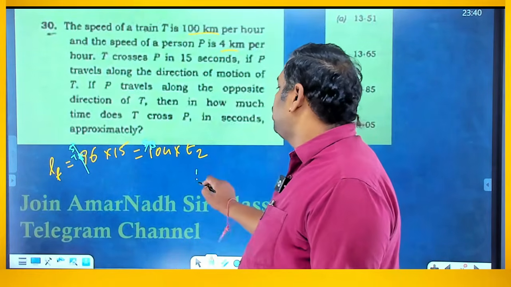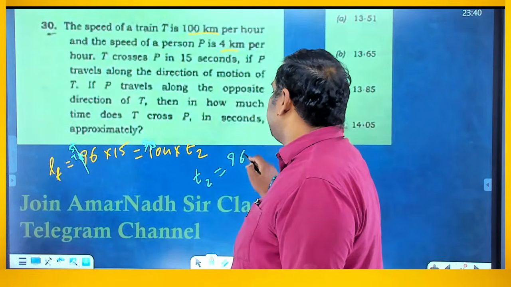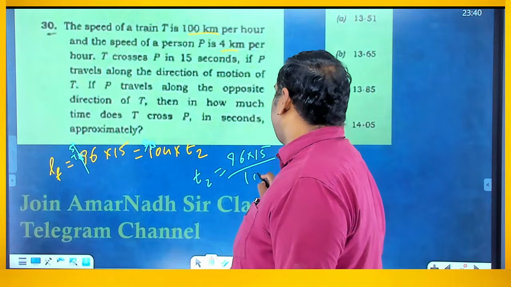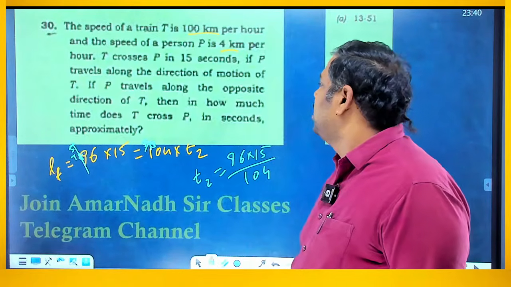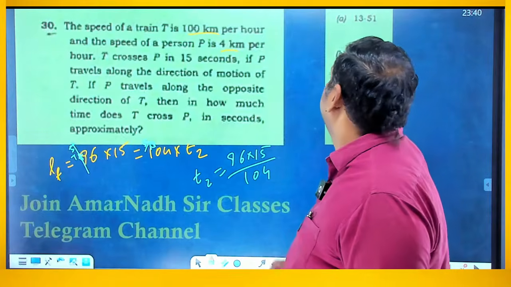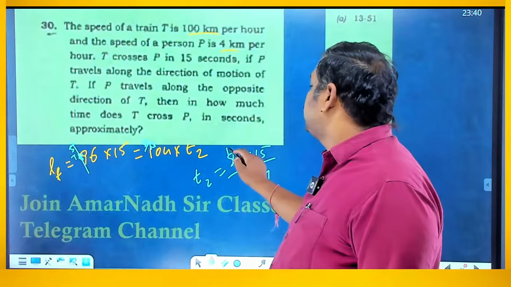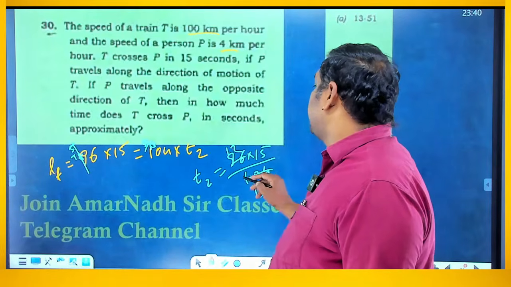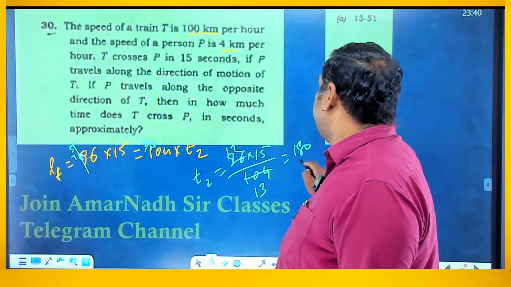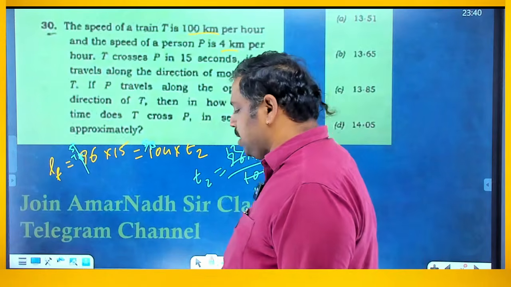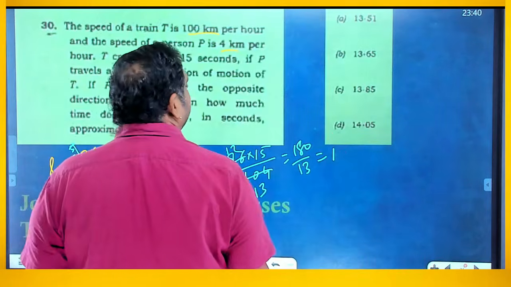Okay. Now if you want T2, you can say that simply 96 into 15 by 104. He is asking absolute or approximately. Observe, options are in terms of decimals, right? Okay, good. Calculate. Okay, 8 12s and 8 13s. Okay, 12 into 15 is 180. 180 by 13. 13 ones are 13. Now you have 50. 50 means nearly 4 times but less than that.